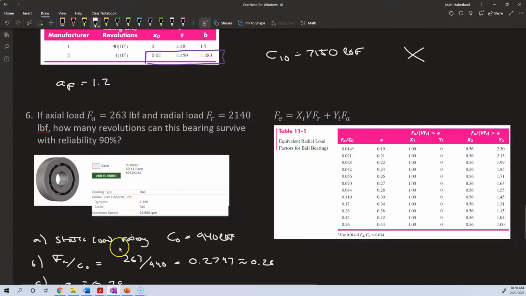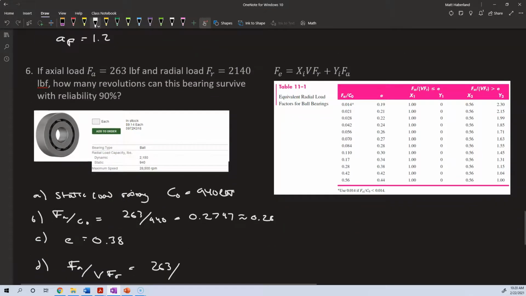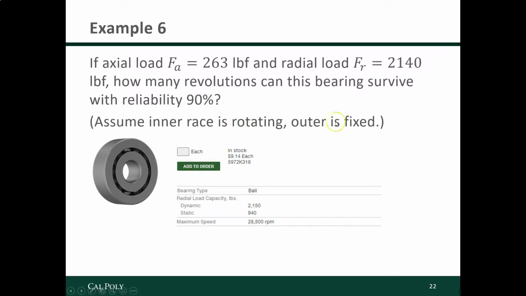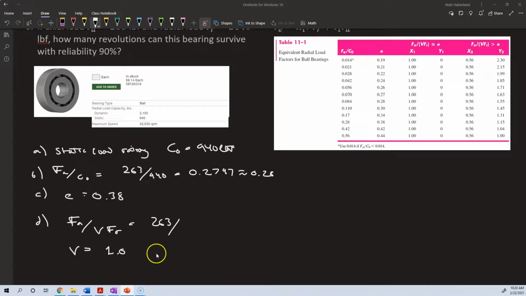Because we have the inner race rotating. If it told you that the outer race is rotating, you could choose a 1.2. It doesn't say right here, but I think I said in the original problem, assume inner race is rotating, outer is fixed. So V is equal to 1.0. So FR in this case is 2140.